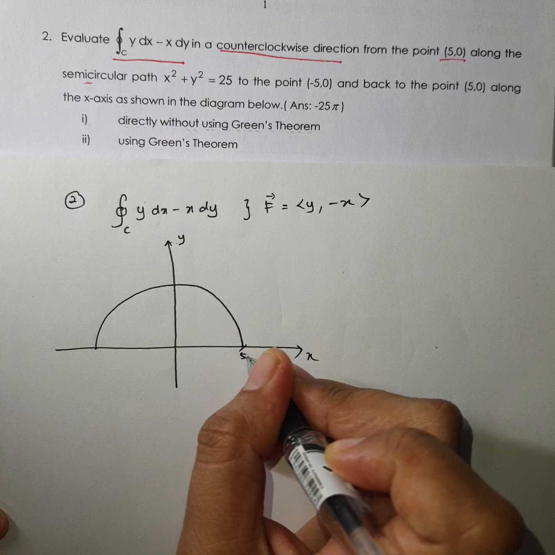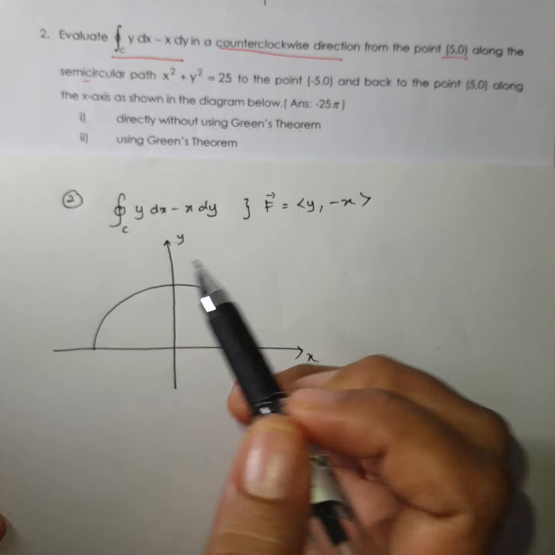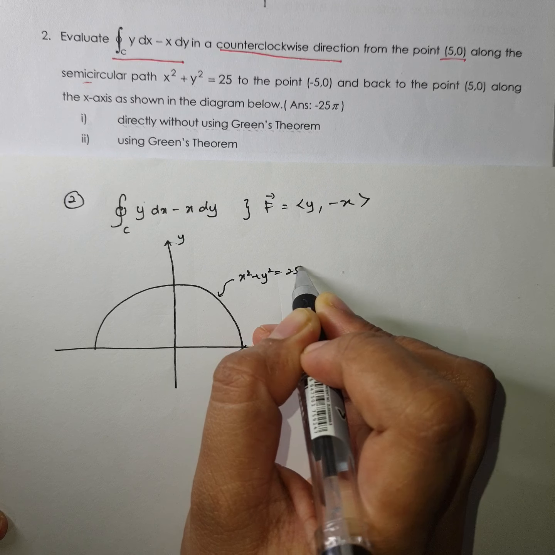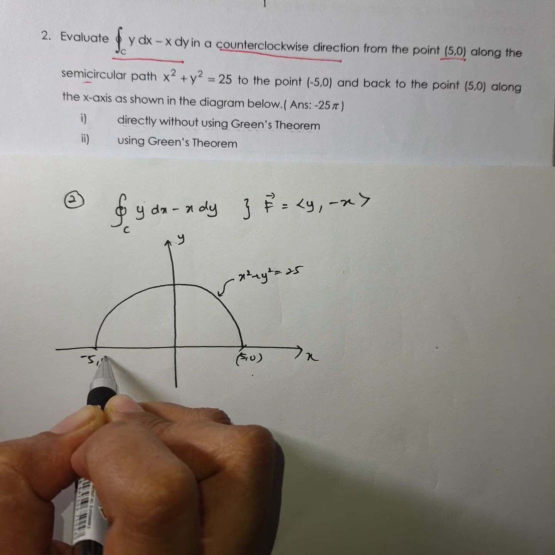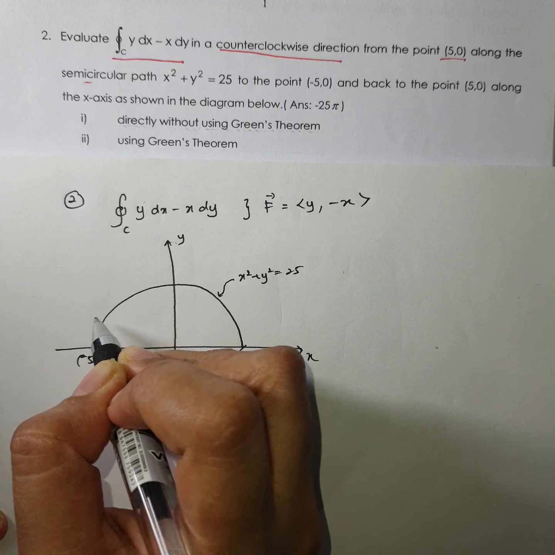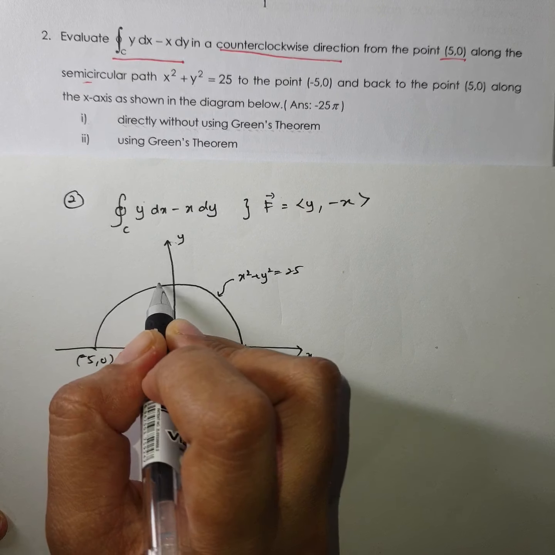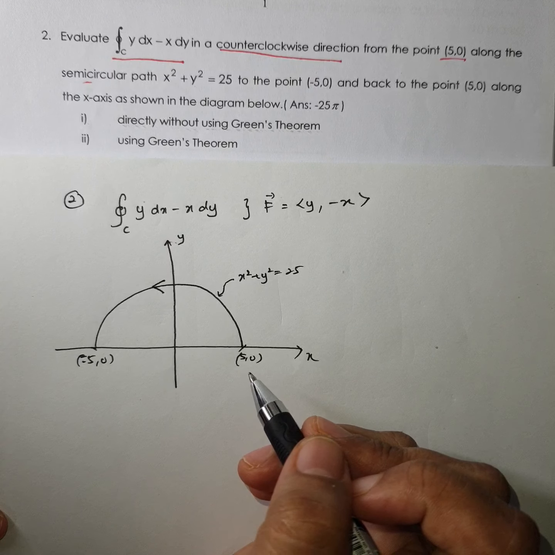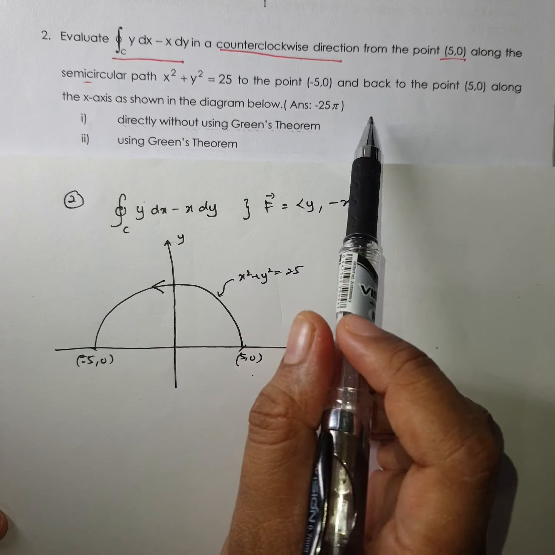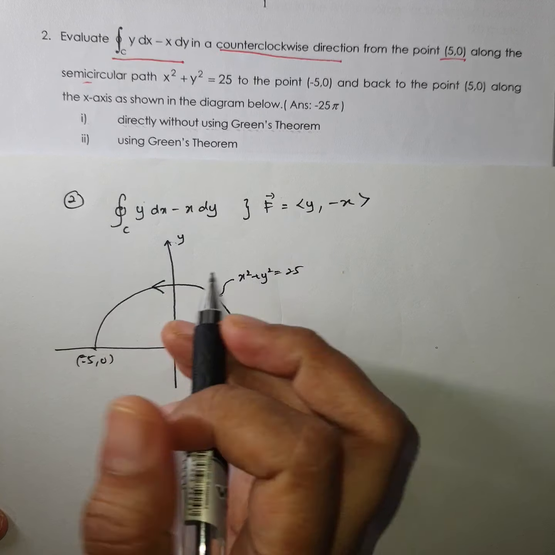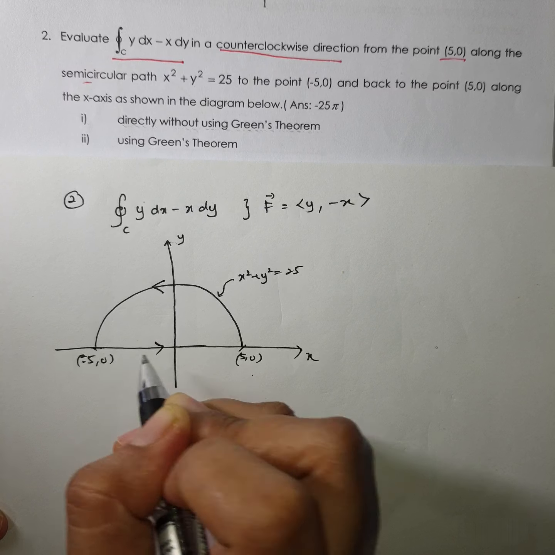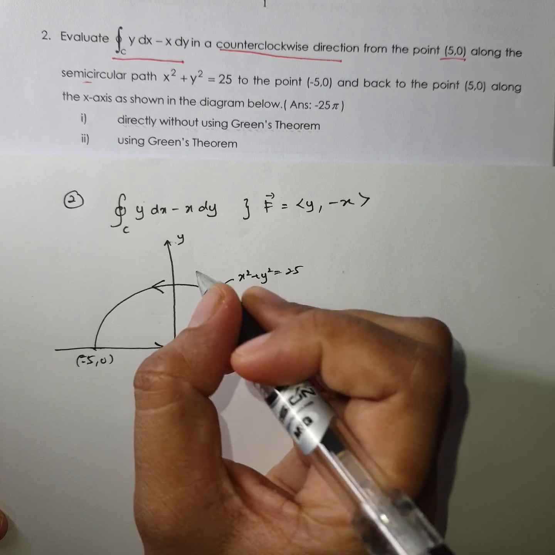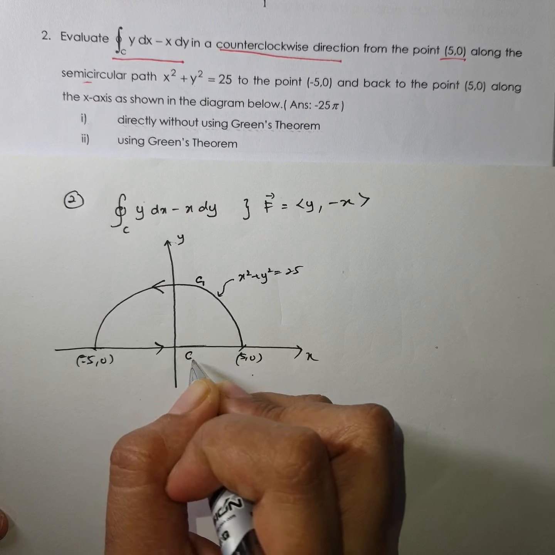So you have the point 5,0 along the semicircle path, x square plus y square equals 25, to the point -5,0. So counterclockwise, clockwise goes this way, so counterclockwise from here to here, from this point 5 to the point of -5 here. Okay, and then back to the point 5,0 along the x-axis. So the next one is from here to here, from -5 to 5. So we have two paths here. This is your C1 and this is your C2.